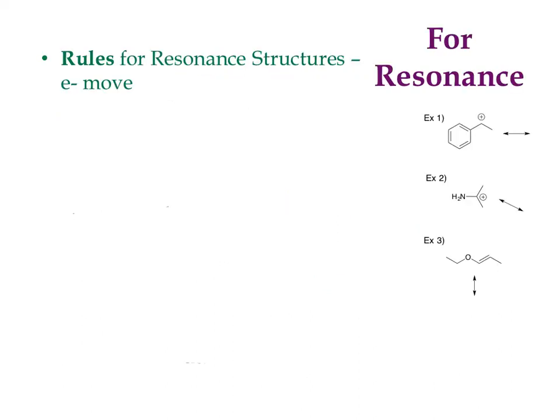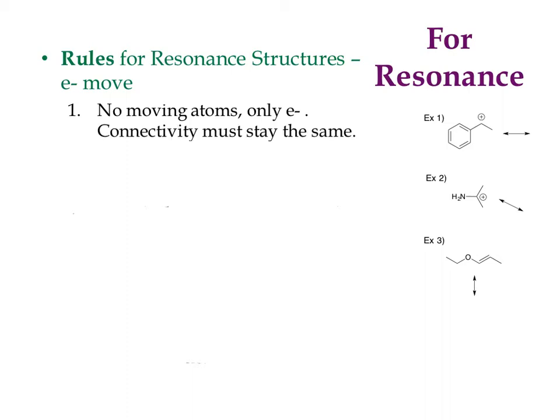So the first thing is there's no moving atoms, only electrons. The electrons are delocalized, but you can't be moving hydrogens around. The connectivity must stay the same. So this means you cannot break a sigma bond, and also you can't jump atoms. You can't have electrons go from way over here on the left side of the molecule to way over here on the right side of the molecule. They would not be able to reach that far. They have to be sharing at least one of the same atoms.